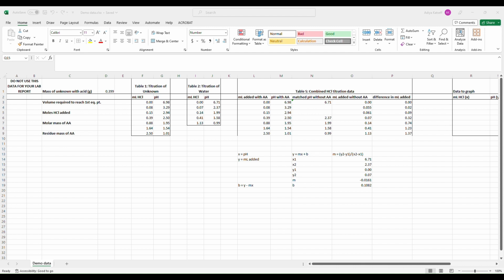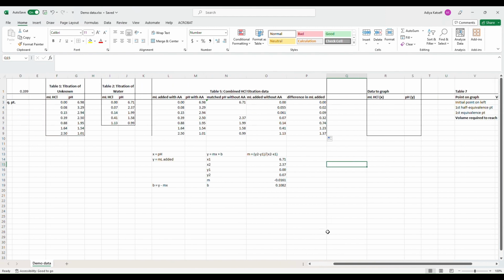So let's go back to our Excel spreadsheet. So here's our data to graph. So we just talked about how our mils of HCl, which is our x-axis, is going to have to be negative numbers, but these mils we calculated are all positive. Since we started with 0, it's pretty easy just to make everything a negative number. So we just do equals negative all of these numbers.